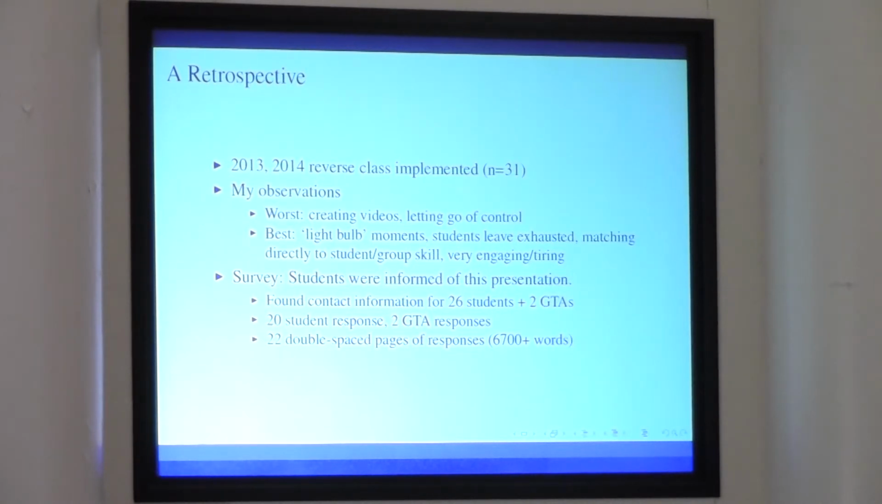I did invite them to attend. I told them I would be on at this time in case they wanted to see what their other classmates said. And they were very, very generous. They gave me 22 double-spaced pages of homework. Thank you. An incredible amount of response, and I tried to summarize this for you to give them a voice in this process.